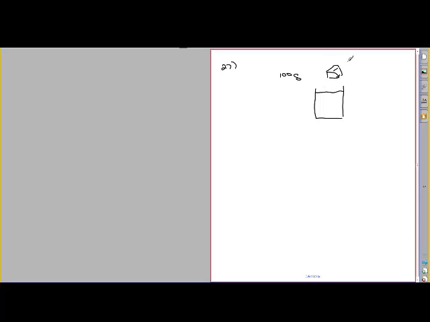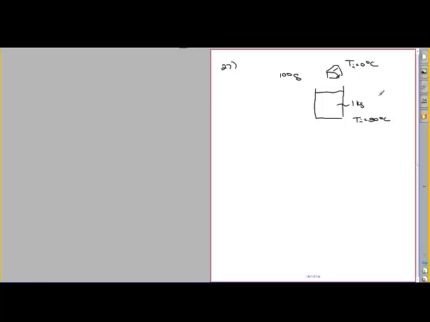Okay, so the temperature here initially is equal to 0 degrees. And it's dropped into 1 kilogram of water, and its initial temperature is 80 degrees. What is the final temperature of the water after the ice is melted?